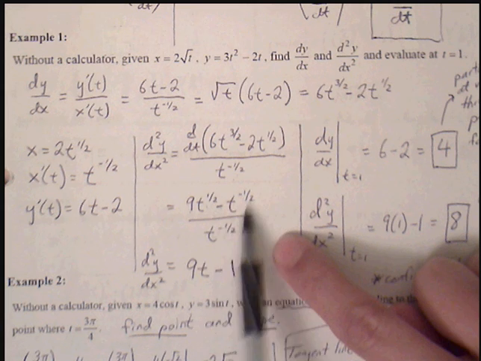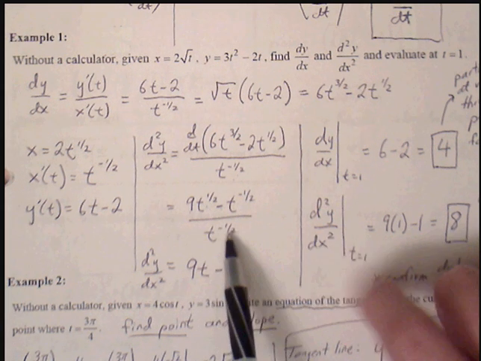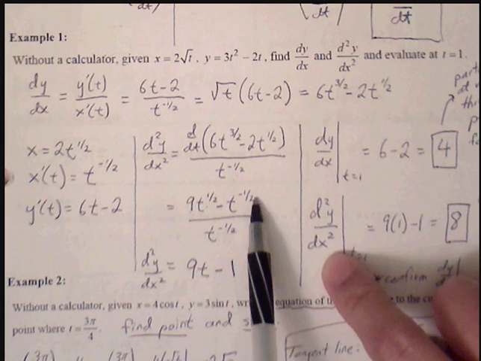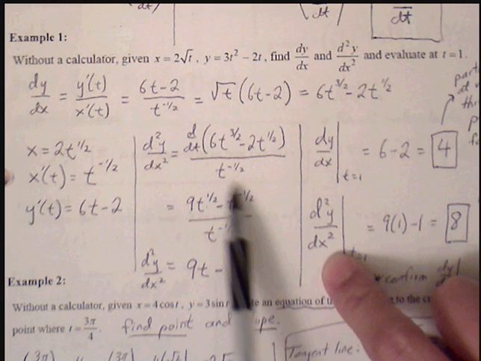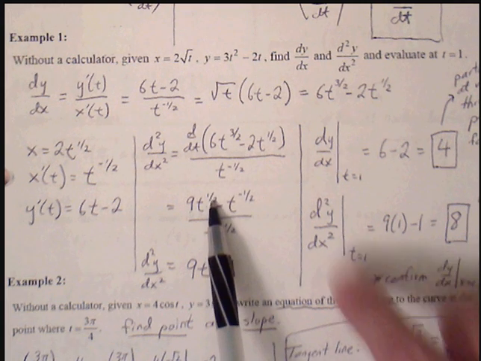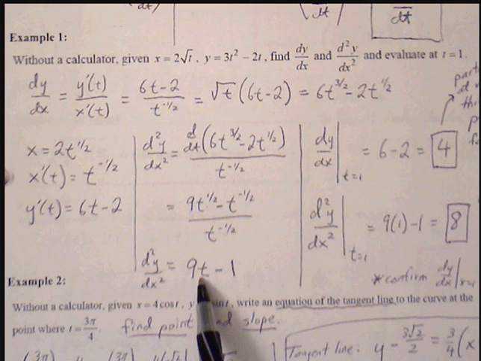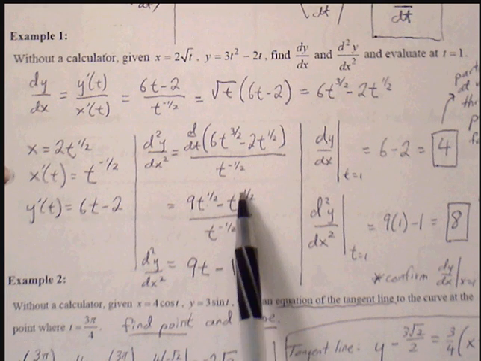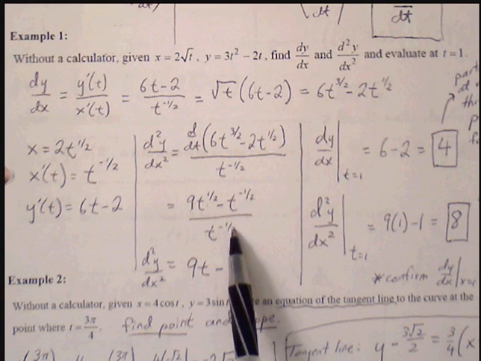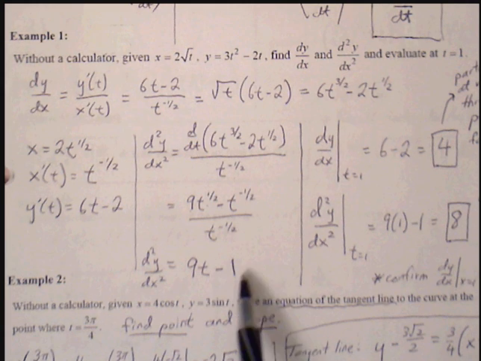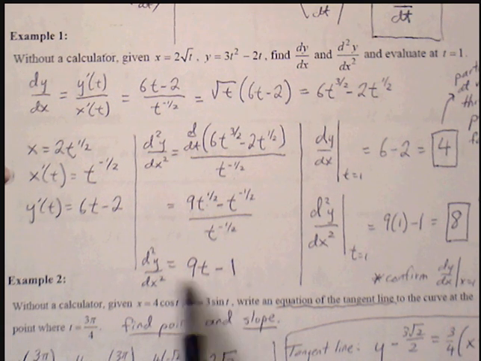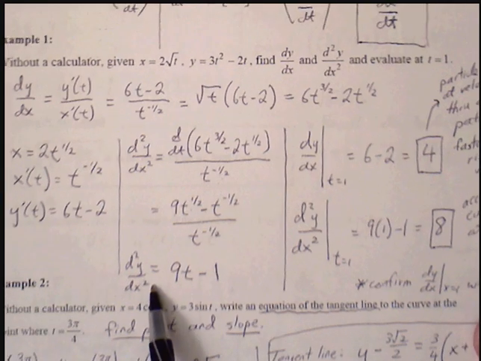Now we can simplify this even further. If I bring the t to the negative 1/2 up to the top, the t to the 1/2 times t to the 1/2 will just give me t to the first power. And then the t to the negative 1/2 times t to the 1/2 will just cancel out to be 1. So here's my second derivative, d2y over dx2.